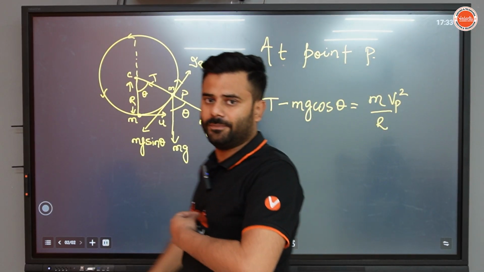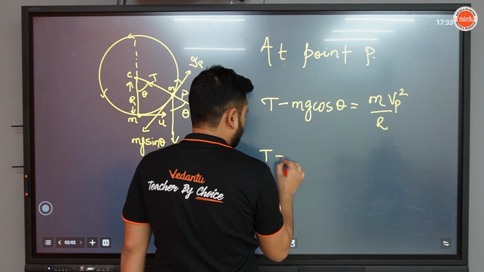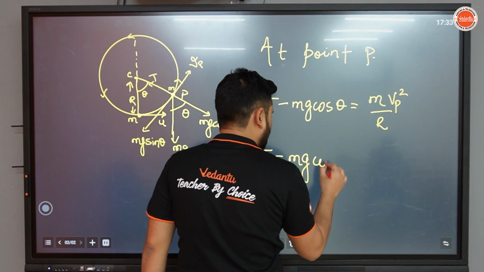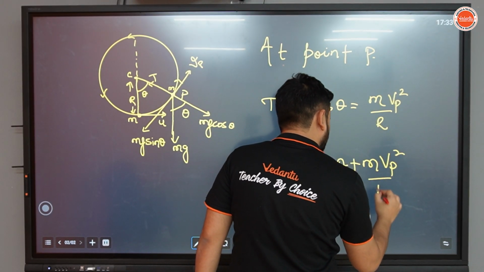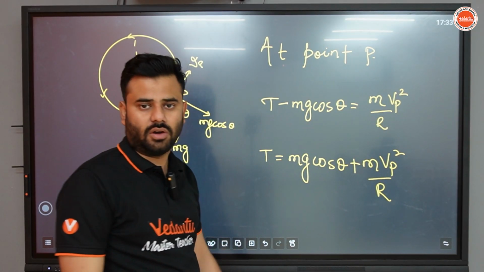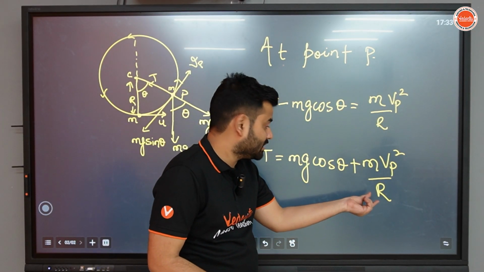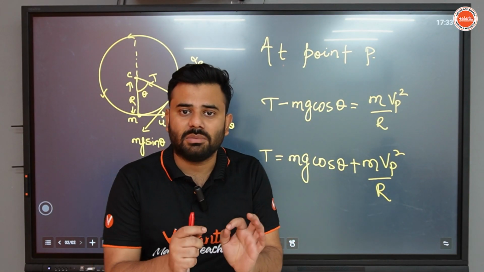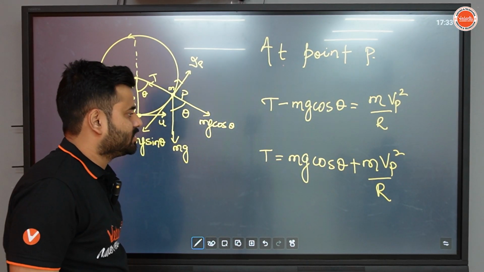If you look carefully, P is a general point. So tension is equal to what? Sir, mg cos theta plus m into Vp square by r. R is the radius of the circular path, or in some books you will see that this r is written as L. L means the length of the string.